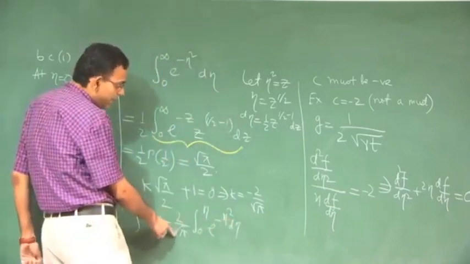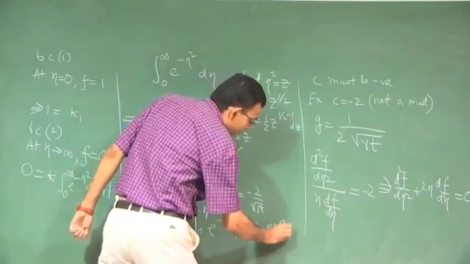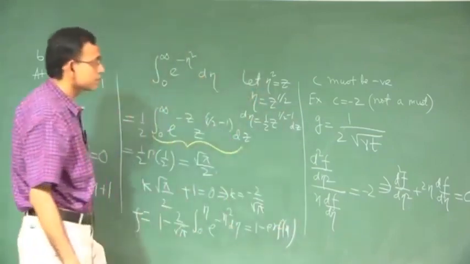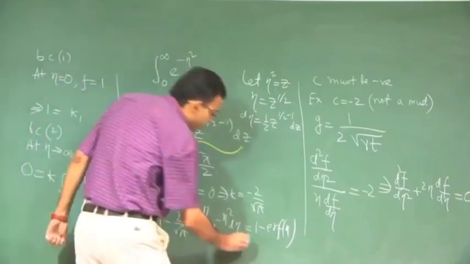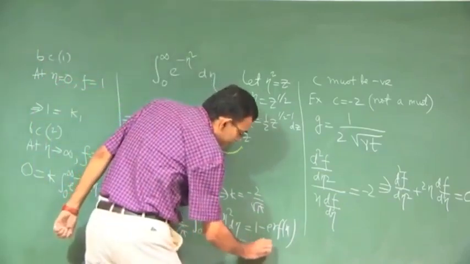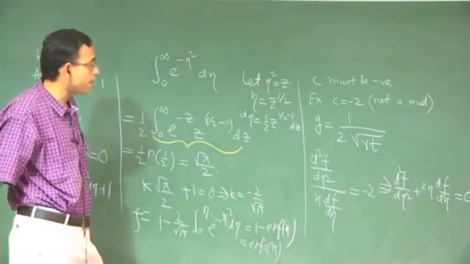This by definition is the error function. So, 1 minus error function of eta, right. This is also known as the complementary error function. So, this is the solution to the problem.